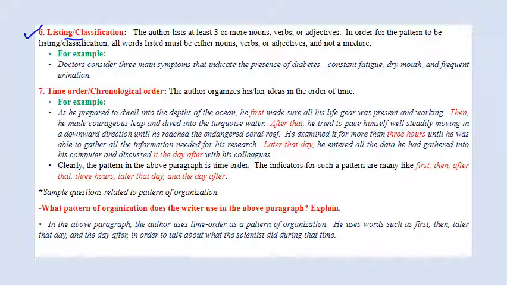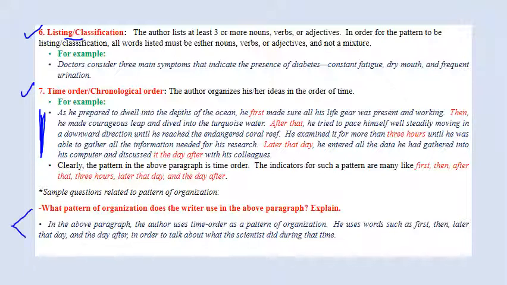What pattern of organization did I use in that instance? I used listing. I am listing symptoms. All of them are nouns. Okay. And the final type of listing is time or chronological order, generally used when you're telling a brief story or telling a long story when you're narrating.